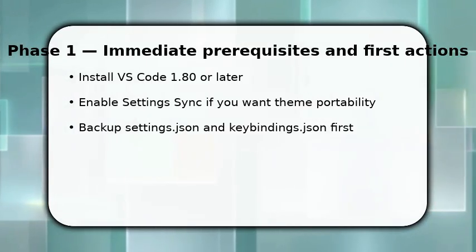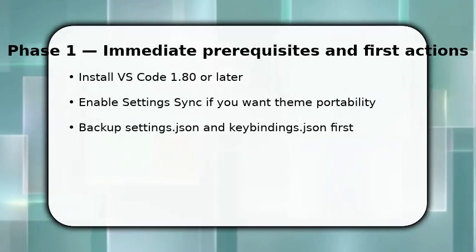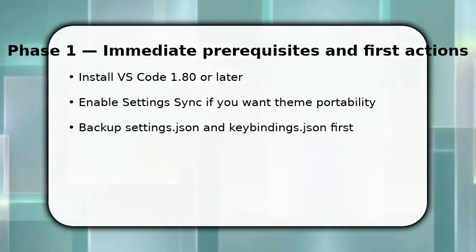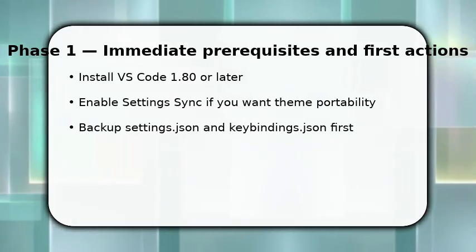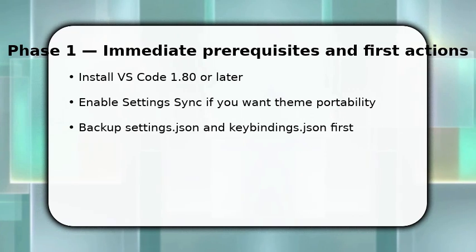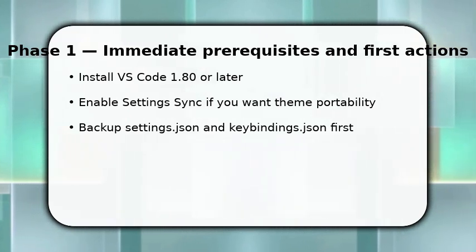Install the latest stable VS Code release because newer versions handle color customizations more reliably. Once done, create a workspace settings file to apply pink only to specific projects and continue to theme installation.